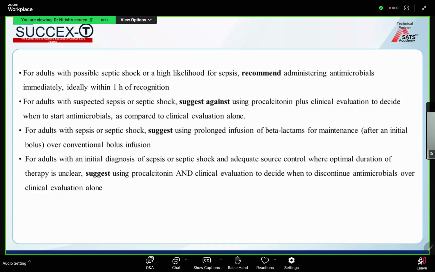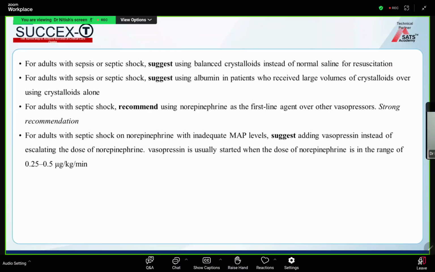Coming on to antimicrobials, I'm just giving the highlights. I'm not discussing all the 93 recommendations. The suggestion is to start the patients on prolonged infusions of beta-lactams rather than conventional bolus doses. The suggested fluid of choice is balanced crystalloids, not normal saline. For albumin, there is very low evidence and a very low recommendation, but still they suggest using it in patients who have already received a large volume of crystalloids, though we still do not have an exact cutoff. Has it reflected on mortality benefits? No, it has not actually.